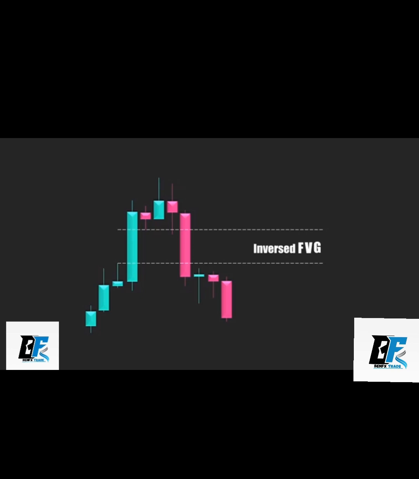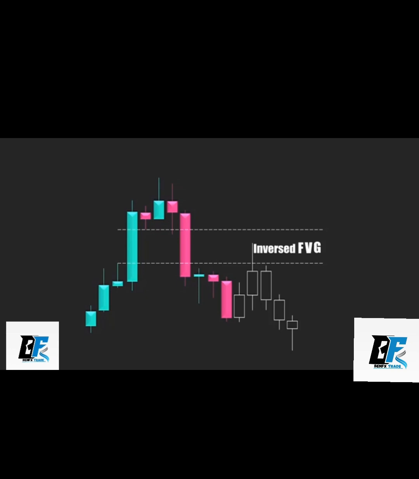This shift transforms the FVG into a new type of zone, changing its role from a supply or demand zone into its inverse counterpart, depending on the direction of the breakout. For example, if a bullish FVG is broken to the downside, it becomes a supply zone, signaling potential selling pressure. Conversely, if a bearish FVG is broken to the upside, it shifts into a demand zone, indicating possible buying interest.